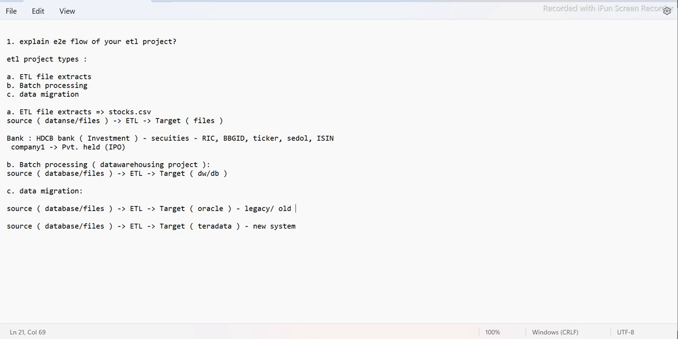Now, if you look at it, the source has not changed. Only the target is changed to Teradata, which means the target database is changed. In this kind of project, we have two things to do. First, we have to move all this data, let's say 10 years of old data, from Oracle and copy it over to Teradata, which is the new database.